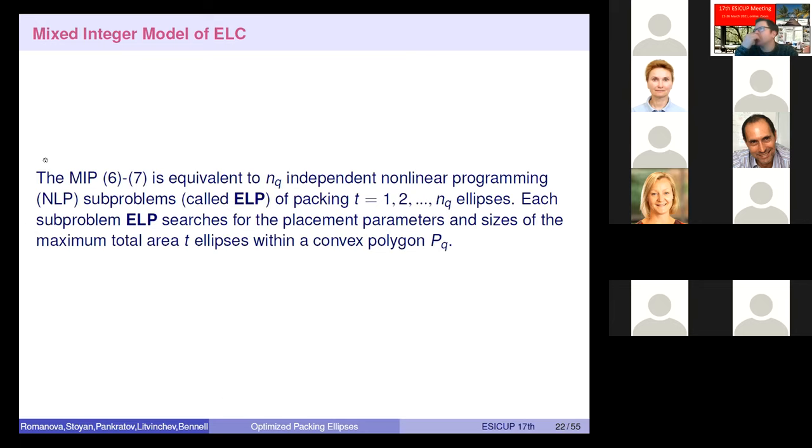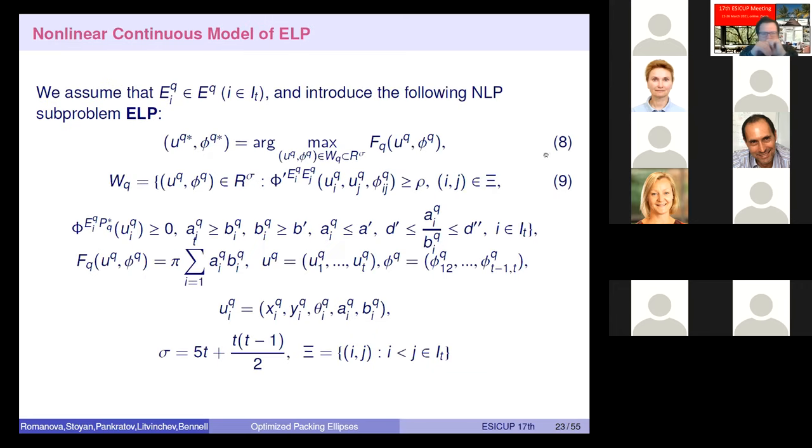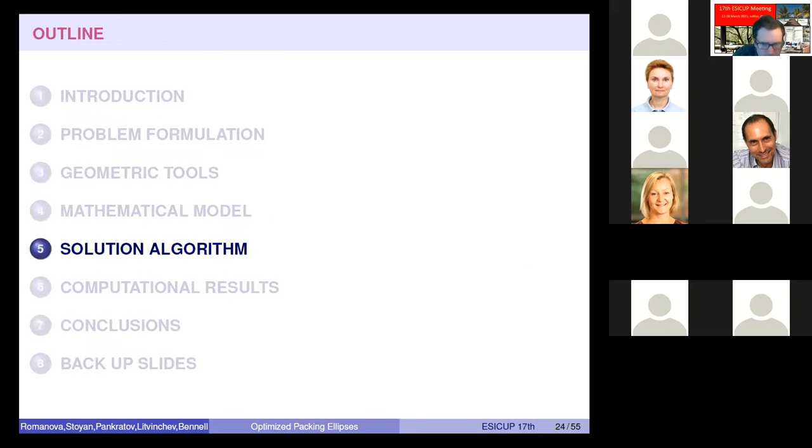And in turn, each of these problems is equivalent to nq independent nonlinear programming problems for packing a variable number of ellipses from 1 to nq, and each of these nonlinear programming problems can be described by the model, and this model involves only continuous variables, which allows us to define the number of ellipses, the metrical characteristics of ellipses, and placement parameters involving translation vectors and rotation parameters for each convex subregion.